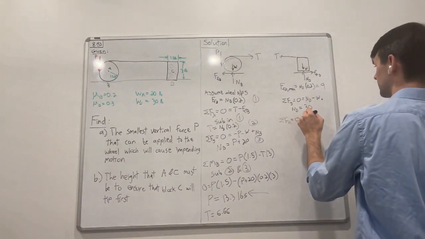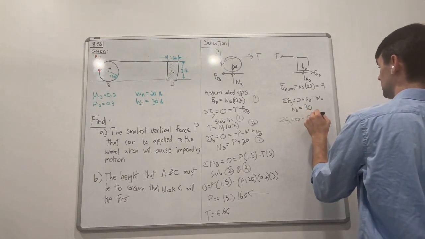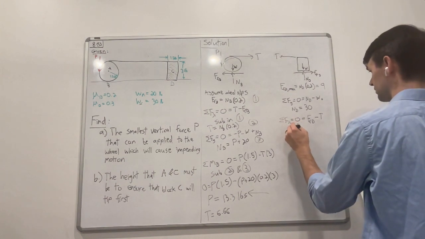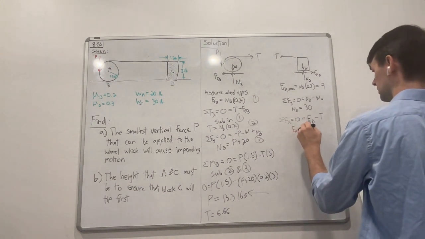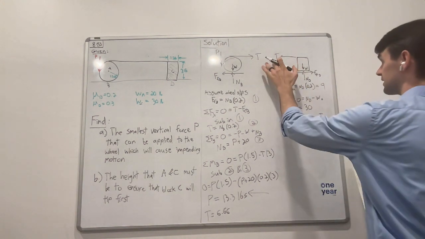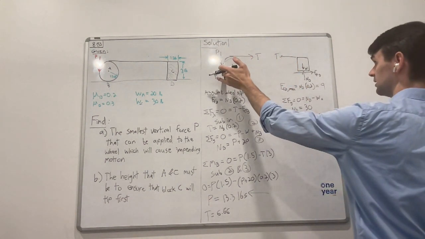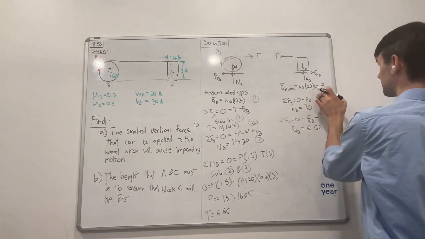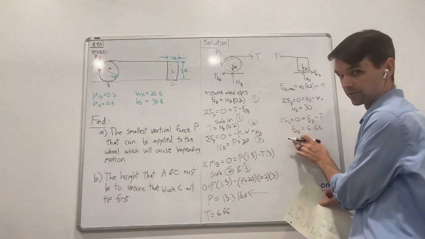That just tells me that friction force D minus T must equal 0. Well, I know T is 6.66, so therefore friction force D is equal to 6.66. So it's just equal to whatever that tension is. In this case, that tension is half of P. So that's less than 9, so it's not going to slip first.